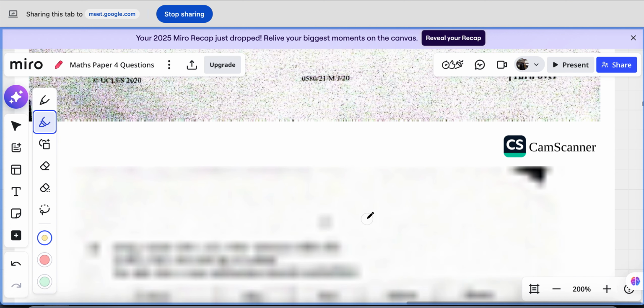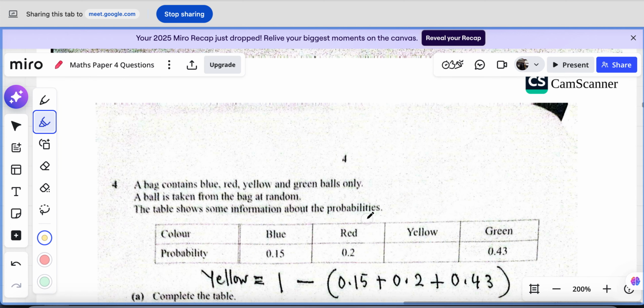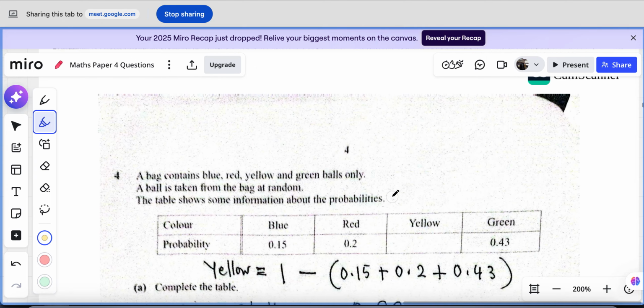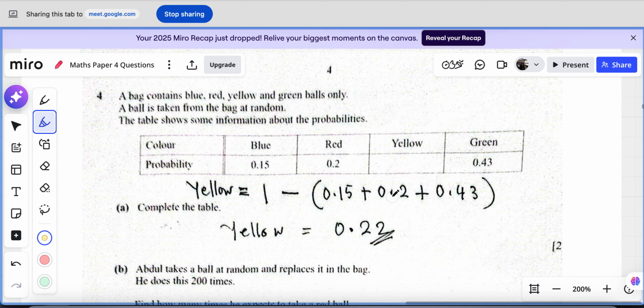Now we move on to the next question. Question number 4 is a probability question. It says a bag contains blue, red, yellow, and green balls only. A ball is taken from the bag at random. Now the table shows some information about the probabilities.